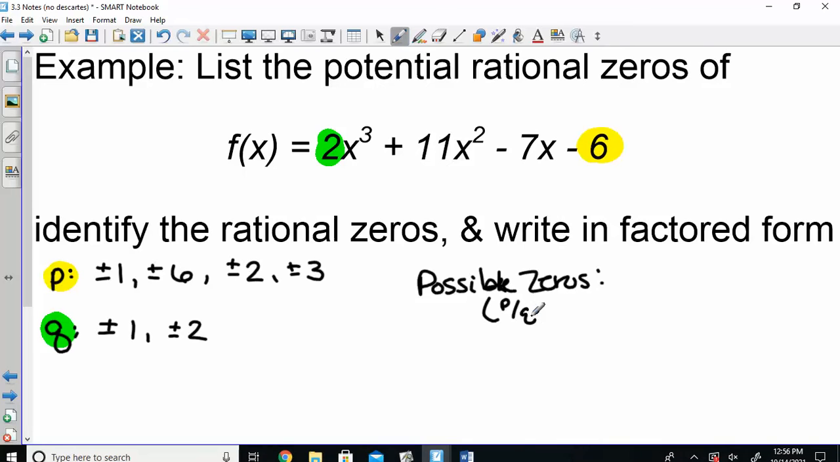Those are p over q. So I have to take every p divided by every q. Now again, we could have any combinations of signs, so every time it'll always have the plus and minus, but I do expect you to write it. Even though they all have it, you do need to write it. So 1 over 1 is 1. 1 over 2.